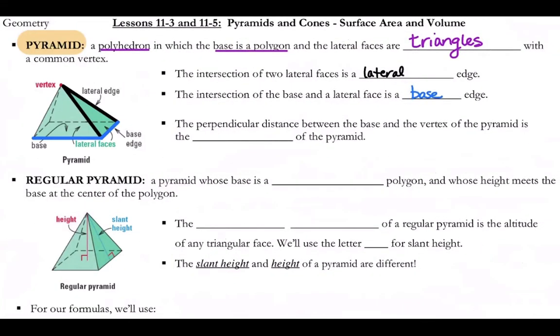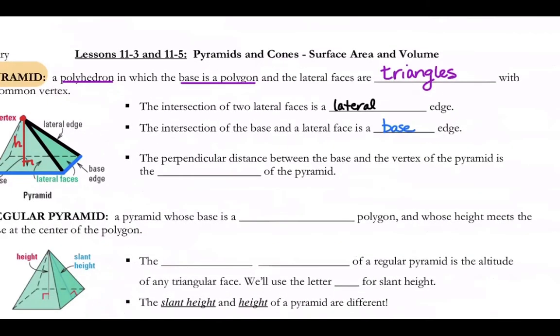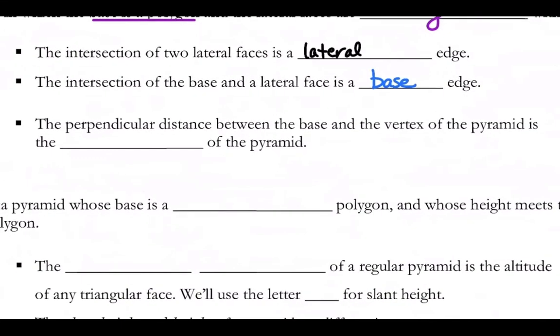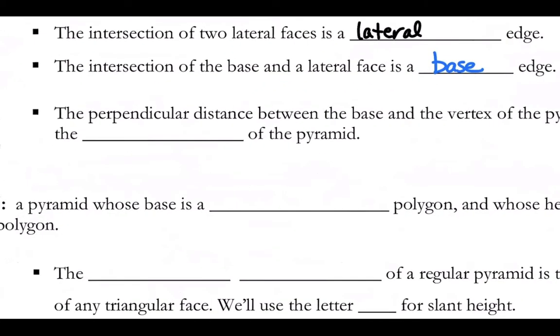The perpendicular distance between the base and the vertex of the pyramid. The vertex is that point where all of the triangles come together at the top across from the base. That's called the vertex. And if I were to drop down a perpendicular from the vertex to the base, that would be the height, also known as the altitude. The perpendicular distance between the base and the vertex of the pyramid is the altitude or height of the pyramid.